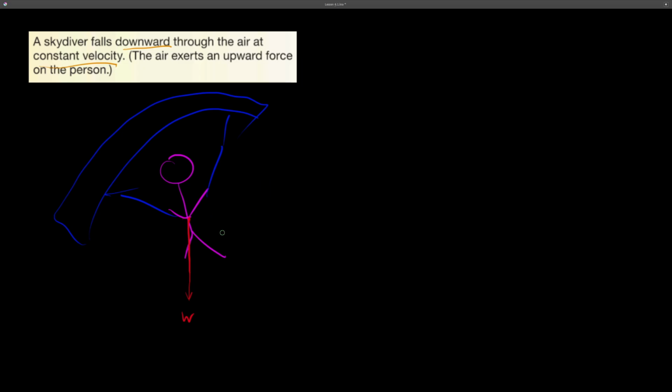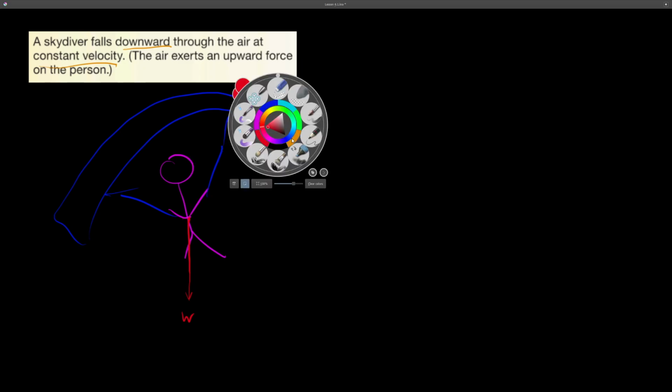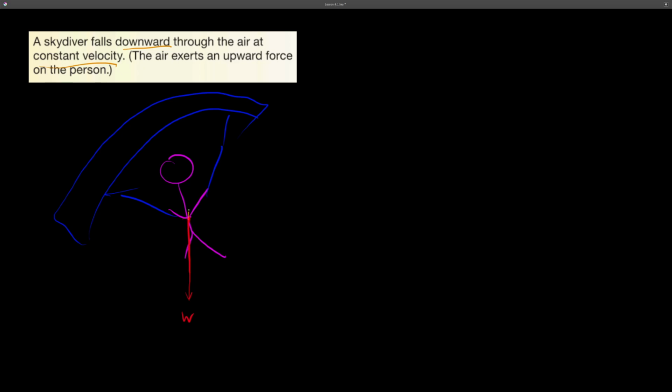Because if there wasn't a drag force, then this object would be in free fall. But it's not in free fall. There is a force acting on it, and it is called drag force. So is the drag force arrow going to be greater than the weight, or is it going to be less than the weight? So here it says it's falling downwards.